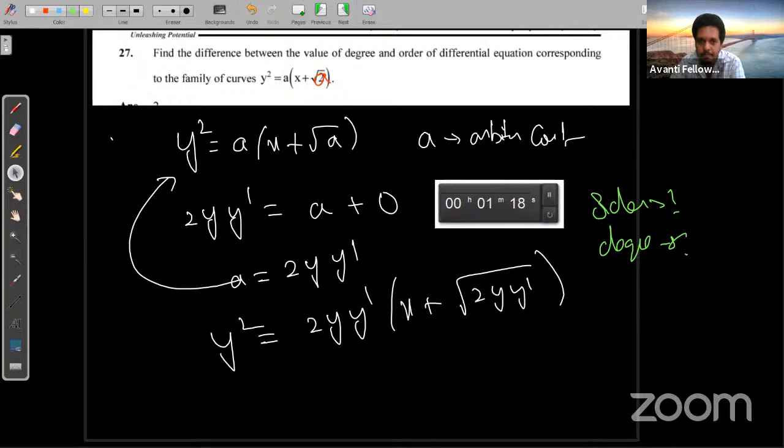What is the order and what is the degree of the given differential equation? That is what I'm asking. Before finding the order and degree, the given differential equation should be free of radicals and fractions. So please keep note of that.